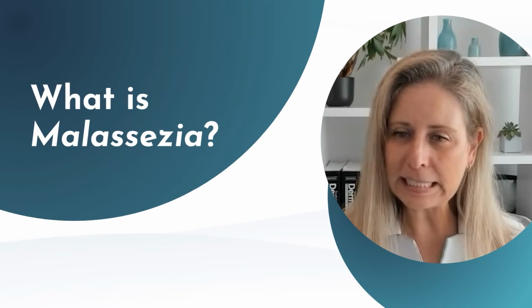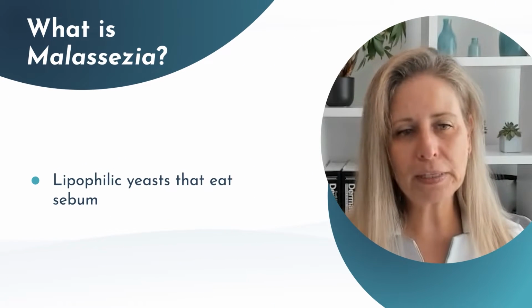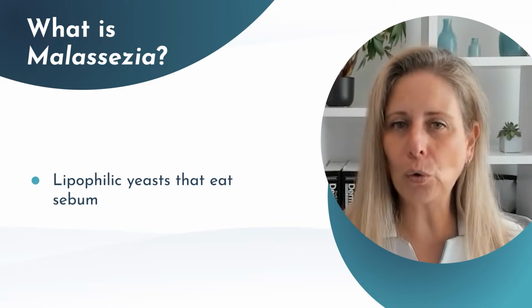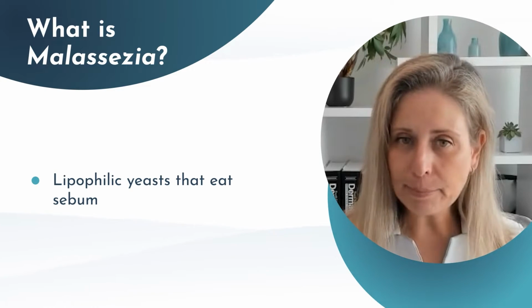So we're going to start talking about an organism by the name of Malassezia. And if you haven't heard about Malassezia before, you're going to hear me mention it about a million times today. You're going to know all about it by the end of today's talk. And what is Malassezia? Well, they are lipophilic yeasts. So yeasts are fungal organisms and they eat sebum.